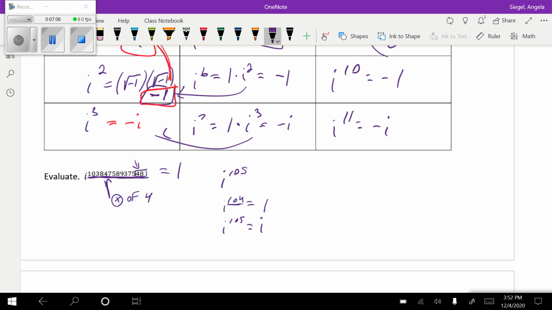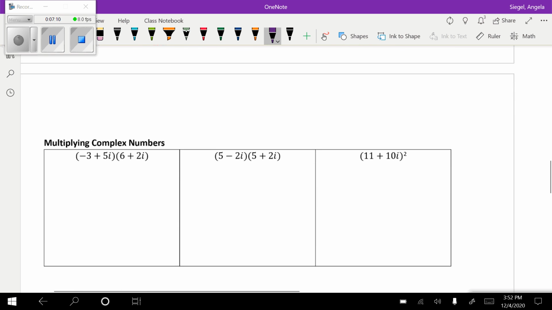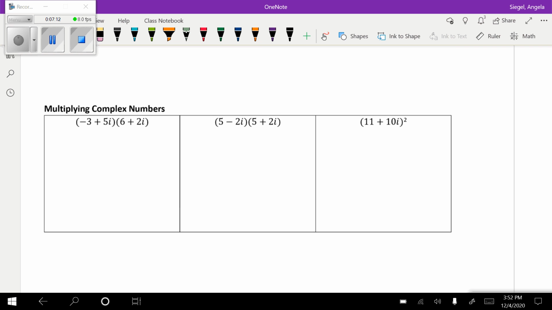So sometimes that's really helpful when you come to problems like that. Okay, so now we're going to talk about multiplying and dividing these. So let's focus on the multiplying first. So we're just going to distribute and multiply these 2 binomials together.